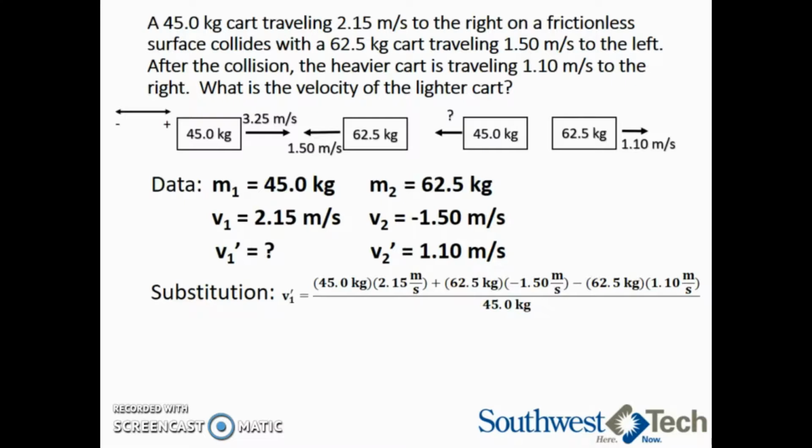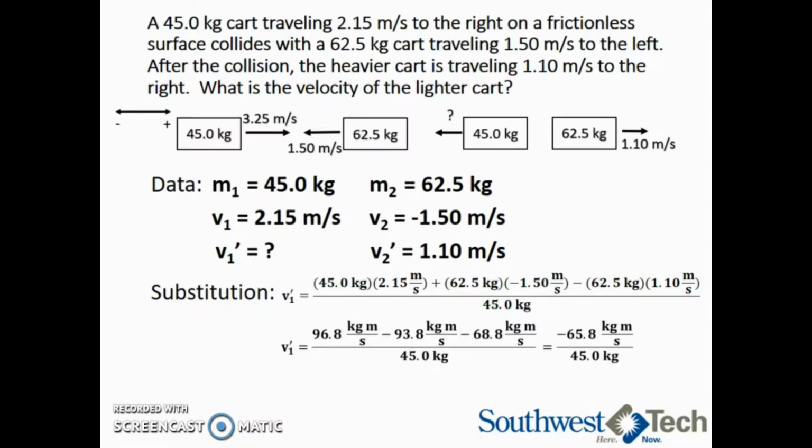After we perform all of our multiplication, we have 96.8 kilogram meters per second minus 93.8 kilogram meters per second minus 68.8 kilogram meters per second, divided by 45 kilograms. Performing the addition and subtraction next, we have negative 65.8 kilogram meters per second divided by 45 kilograms.